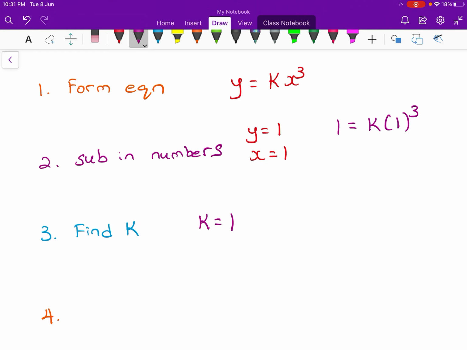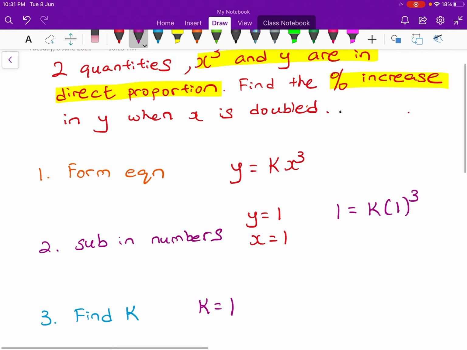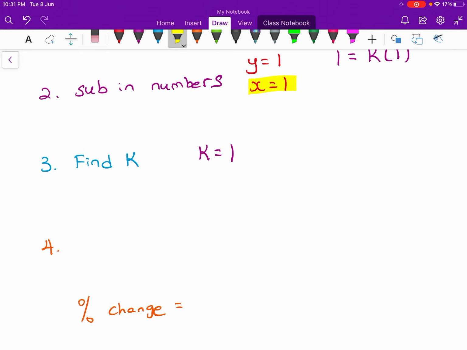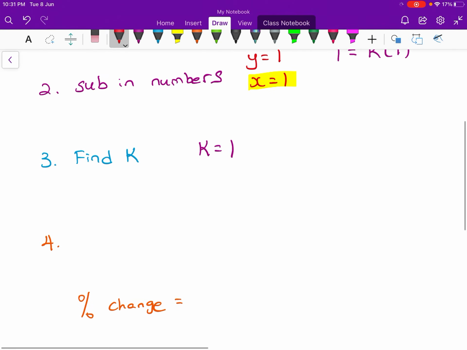Next, we look at the last sentence. Find the percentage increase of y when x is doubled. If you look at your x right here, x is equal to 1. So what do I mean by doubled? Doubled means 2, because 1 times 2 is doubled. So now x is equal to 2.